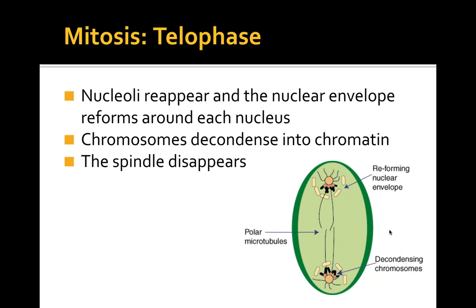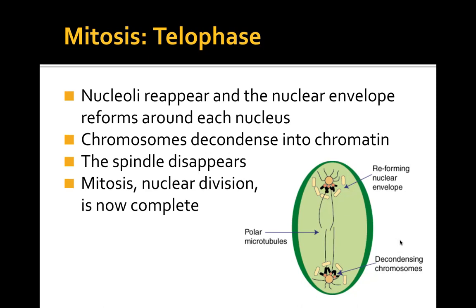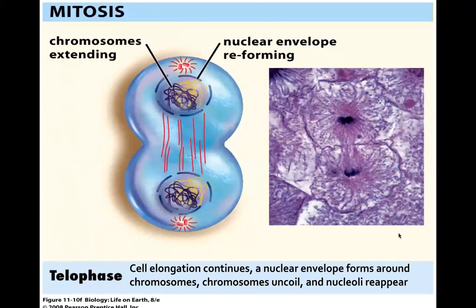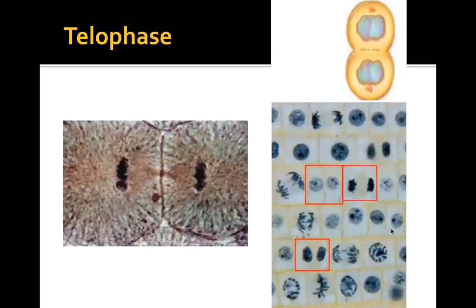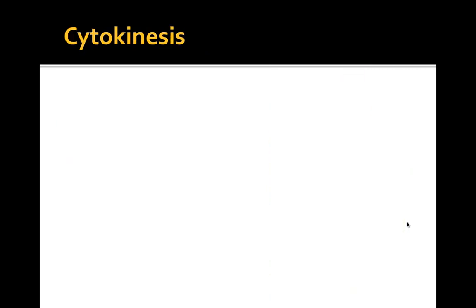And then the spindle fibers disappear because we no longer need them to separate the DNA for us. And at this point, mitosis, or nuclear division, is now complete. So again, some pictures of cells undergoing telophase. You can see two distinct nuclei forming, and that's how we know our cell is in telophase. Another picture here.